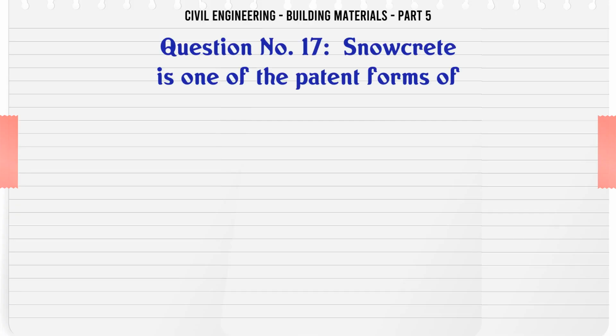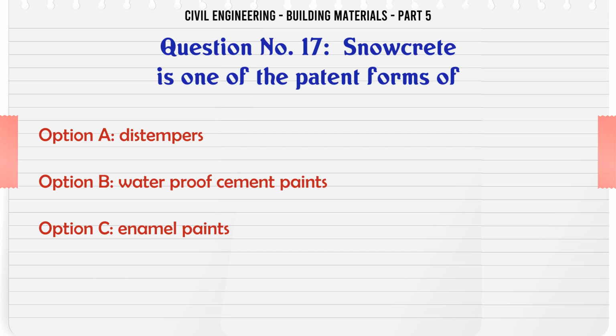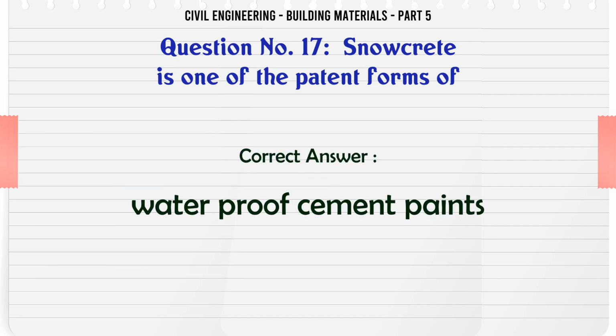Snowcrete is one of the patent forms of A. distempers, B. waterproof cement paints, C. enamel paints, D. cellulose paints. The correct answer is waterproof cement paints.